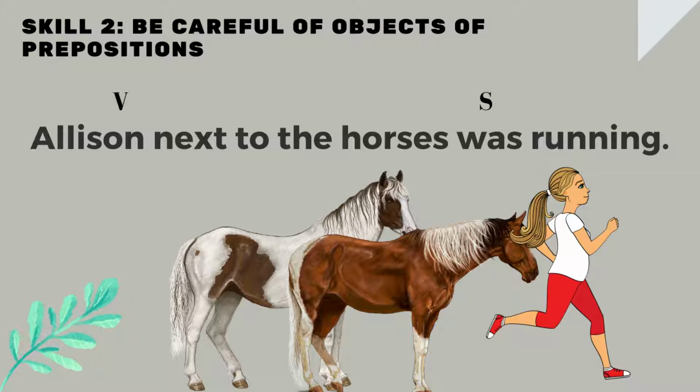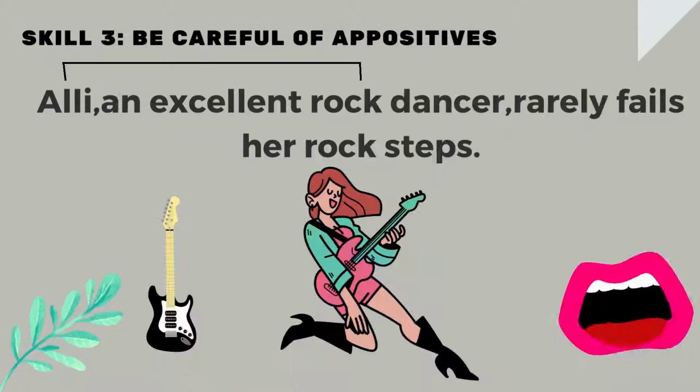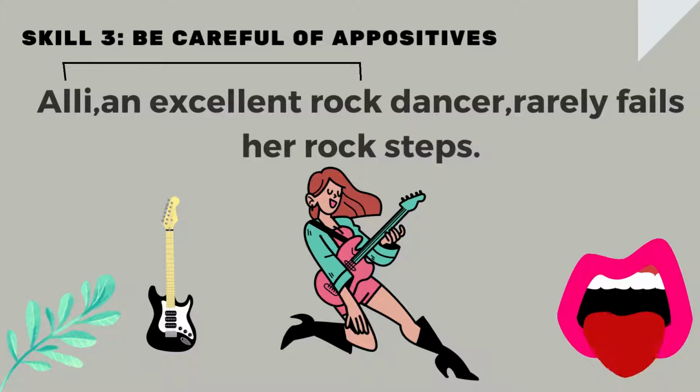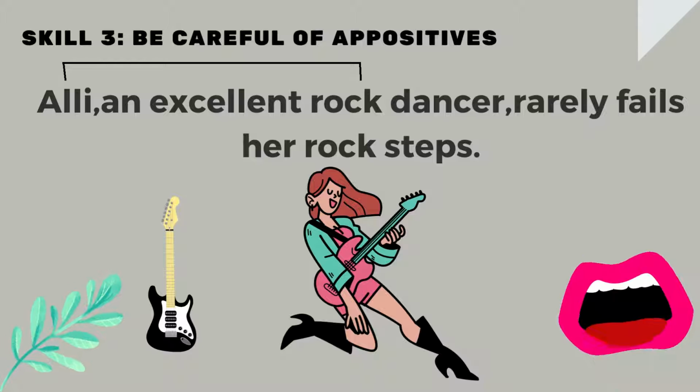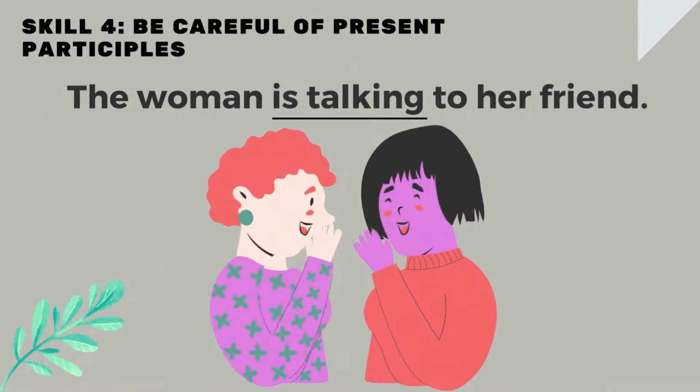Skill number 2. Be careful of object of preposition. For example, Alison next to the horses was running. Skill number 3. Be careful of appositives. For example, Ali, an excellent rock dancer, rarely fails the rock steps.